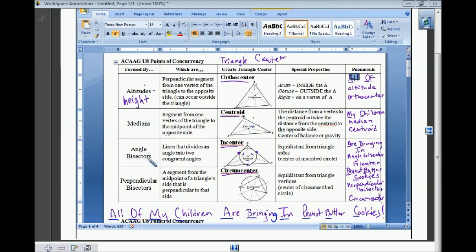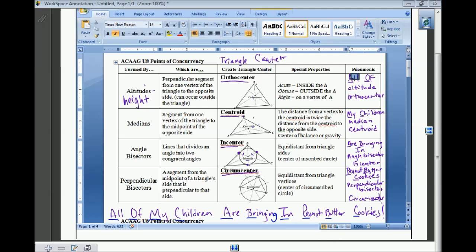Okay, the next one is formed by the angle bisectors, and that's called the incenter. Now an angle bisector is just a line that divides an angle into 2 congruent angles. And the neat thing about the incenter is it's equidistant to the sides of the triangle. When we find the incenter, we could actually draw in a circle. And we see that it's equidistant to all the sides because the radius of the circle, obviously, remains constant. So the incenter is equidistant to the sides of the triangle.